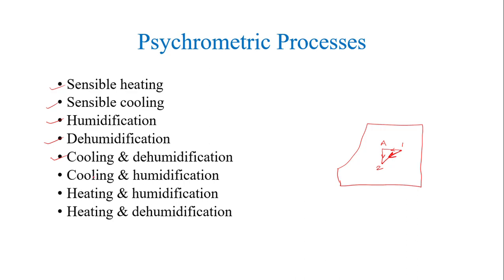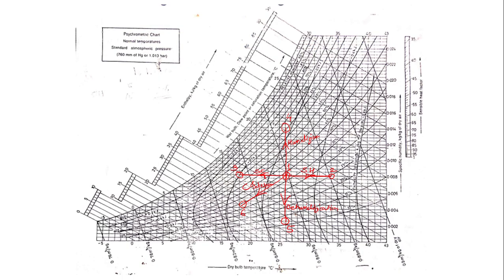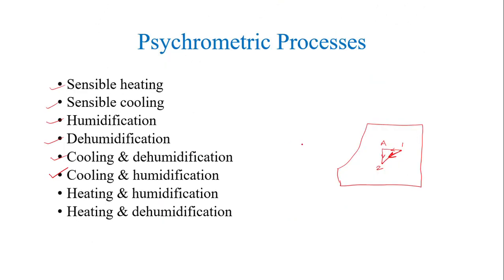Similarly, the next process is cooling and humidification. So instead of having dehumidification over here, I'll be having the humidification. Now you must understand, if I want to have the cooling and humidification, assume that I am having the psychrometric chart over here. This is the cooling process, sensible cooling 1 to A, and then I'm going for humidification, let's say up to point 2. This is the final state. So my final process will be 1 to 2, which is nothing but the cooling and humidification.